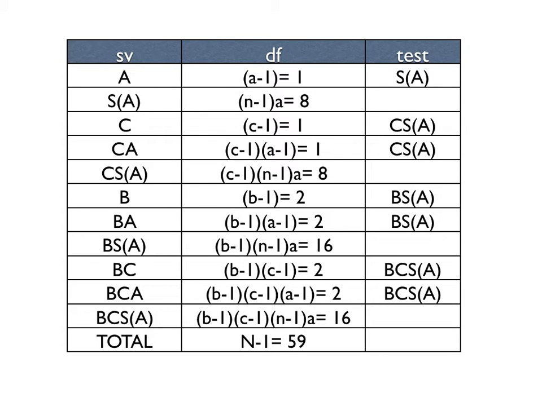How are we going to test the A by C interaction? C by S within A. How are we going to test the B effect on its own? B by S within A. The AB effect, B by S within A. The BC interaction, B by C by S within A. The ABC interaction, B by C by S within A. So we take the mean squared for, say, BC and divide by BCS within A. Because we're trying to find out, just like any other time, the main effect or interactions. It's exactly the same as what we've always done.